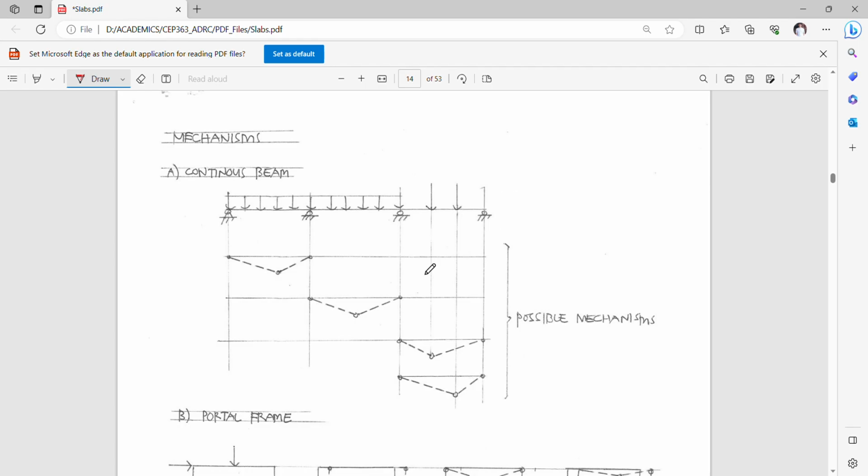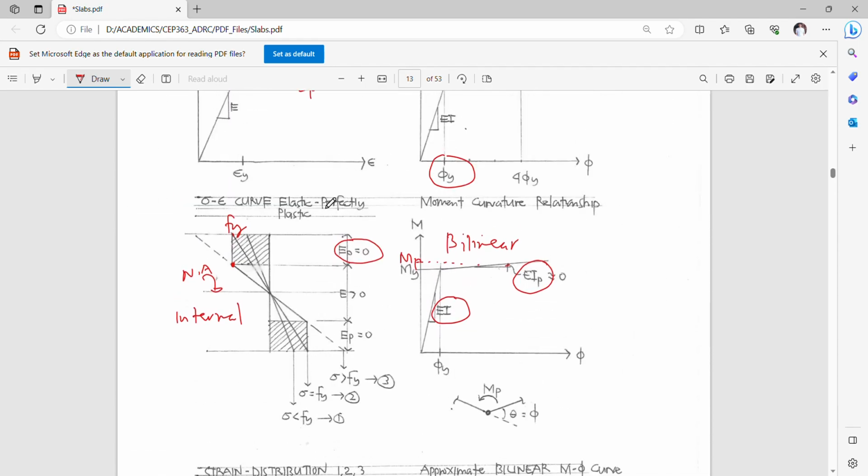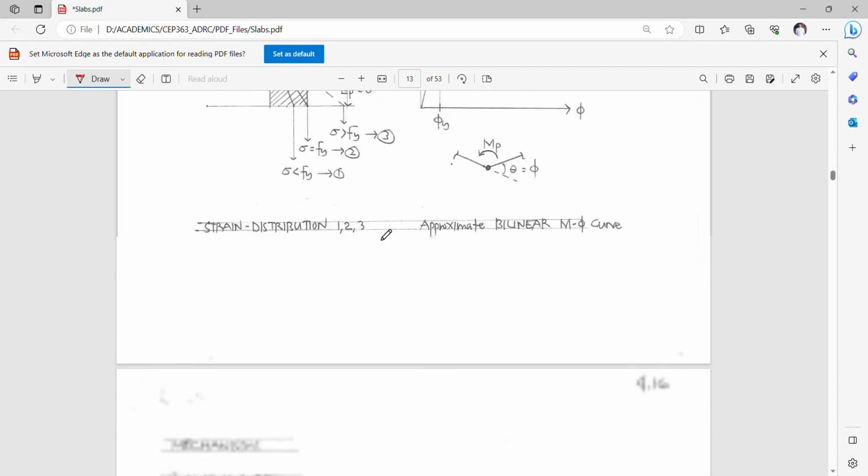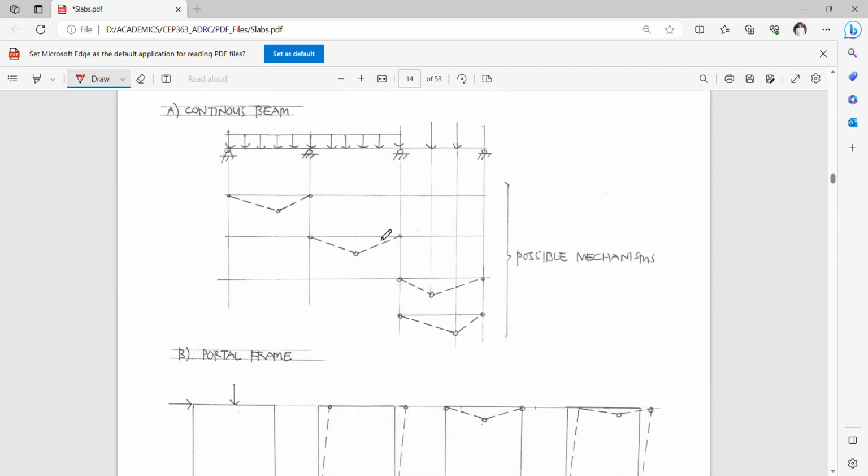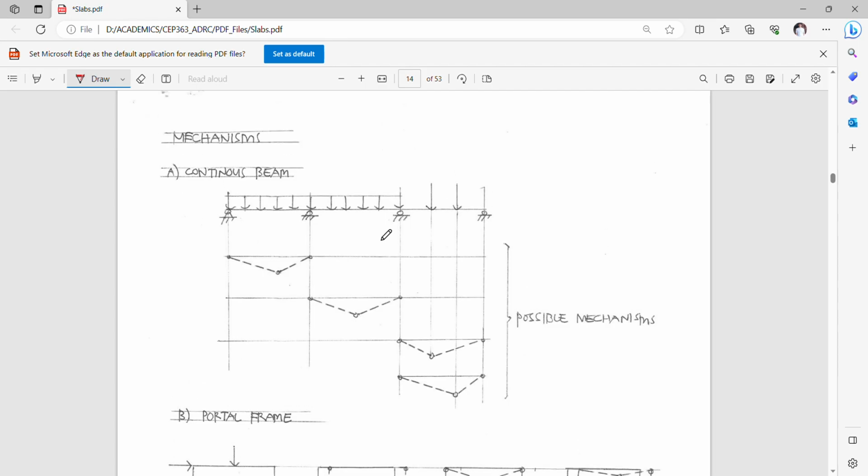Remember that the principle that I just discussed is applicable to any element or member that is capable of exhibiting flexural bend. So for a continuous beam, when I talk about mechanism, I'm talking of the behavior, the failure behavior or the collapse behavior that is expected of your system.